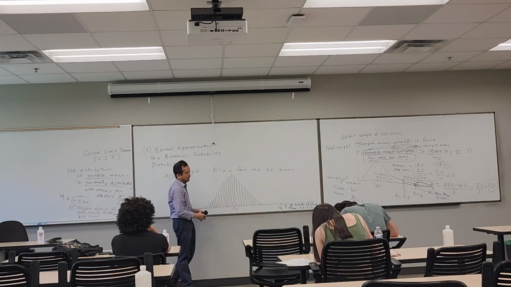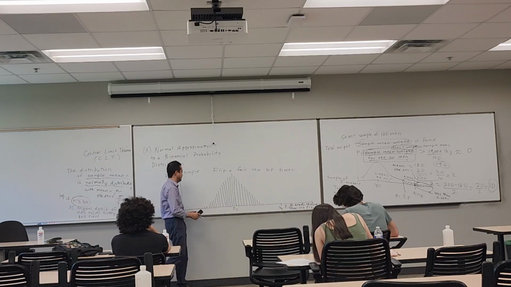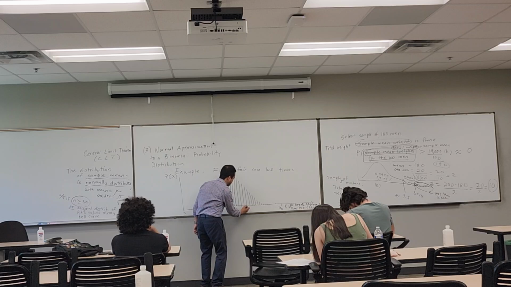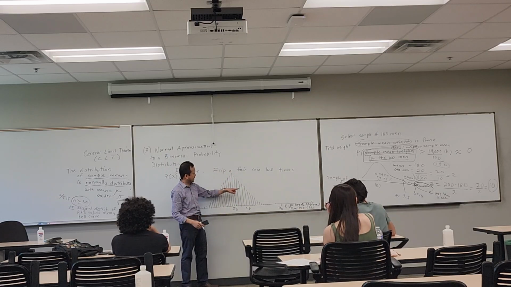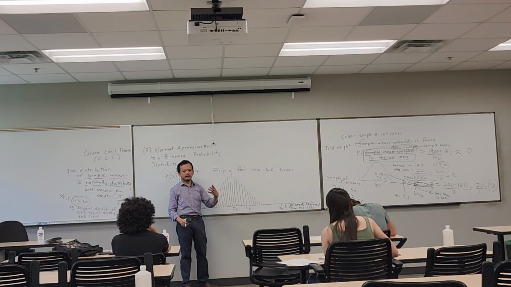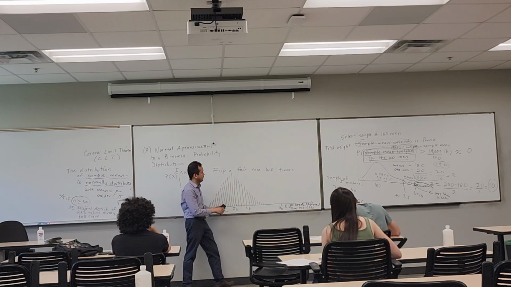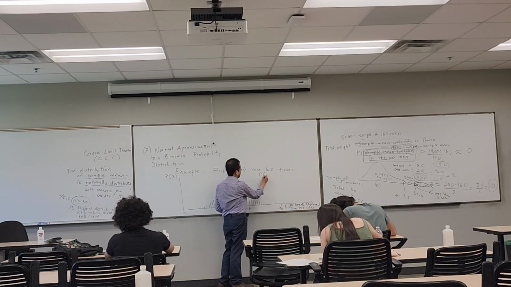So how would you calculate each of these individual probabilities? For example, if you wanted to find the probability of, let's say, 55 heads out of 100 flips, that probability would represent the height of this bar. So how would you find the height of this bar, or the probability of getting 55 heads out of 100 flips?